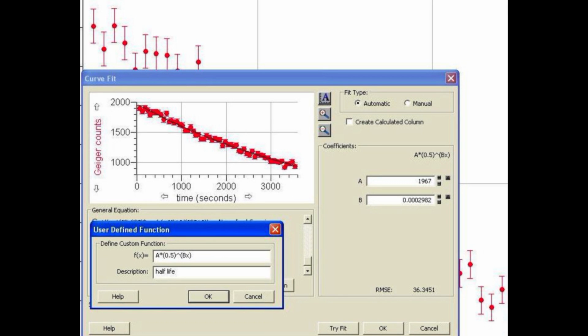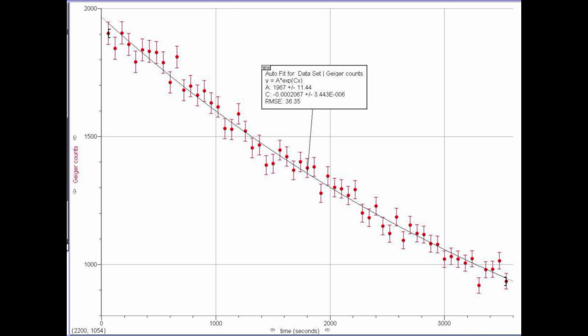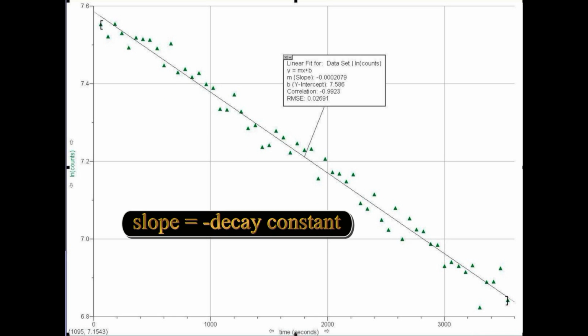We can also fit an exponential function to determine the decay constant. This time we fit the function a times e to the cx, where c is the negative of lambda. A plot of log n, or log count rate, versus time will yield a straight line with a slope of minus lambda.